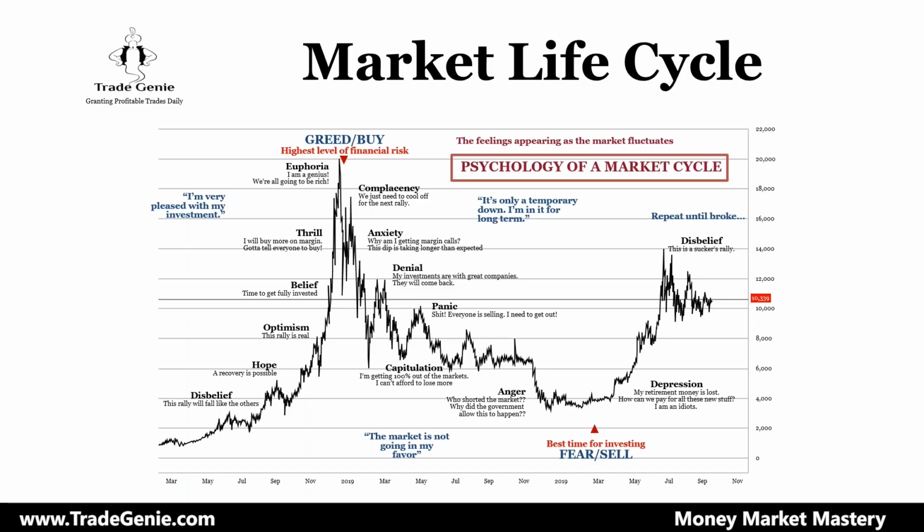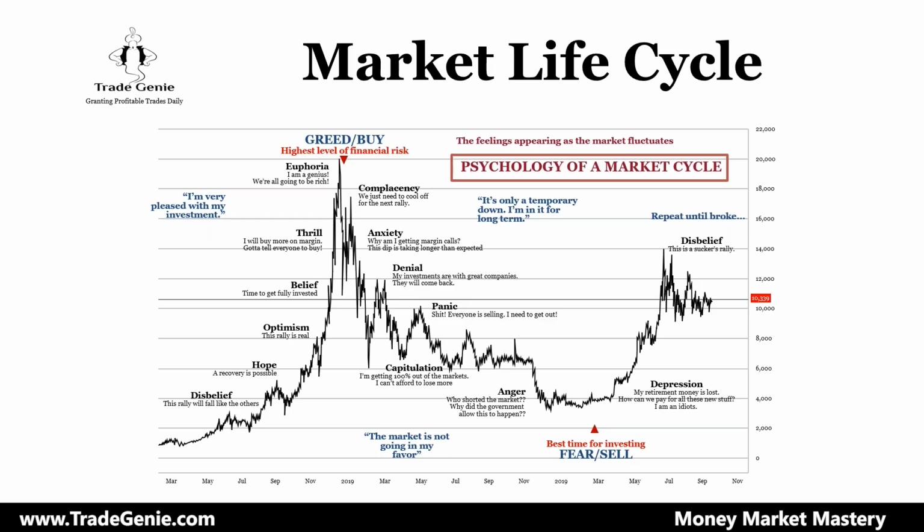And last is this chart I saw somewhere, so I created it. I'm not saying the market is doing exactly this, but this is the way the market works. In the beginning, there's belief the market is going up, then there's hope, optimism, and then there's belief here, the thrill, and the euphoria sets in. And then the market shows complacency, anxiety, denial, panic, and anger, and then everybody goes home, and then the market does that.